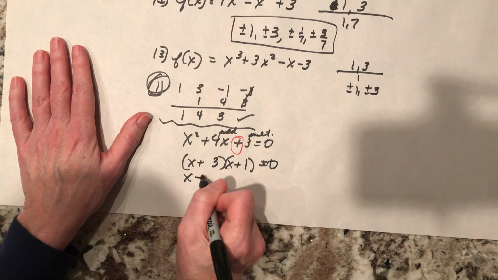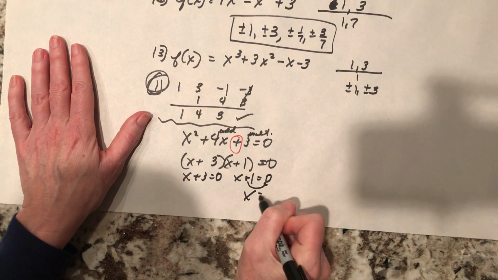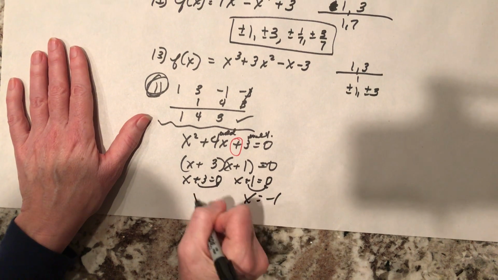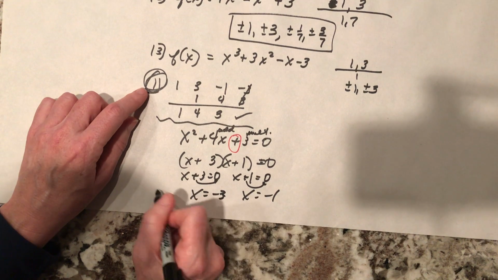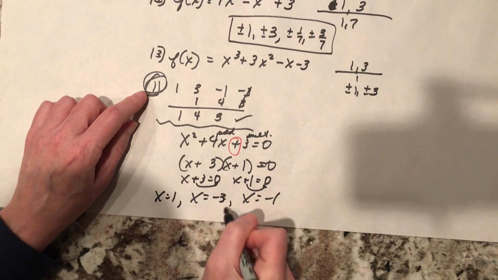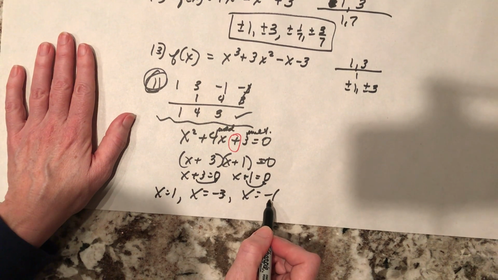Set these each equal to 0. If you need to do that, move it over. X equals -1. X equals -3. And don't forget we already had a 1, so x equals 1. So there are 3 zeros for this equation, 1, -3, and -1.